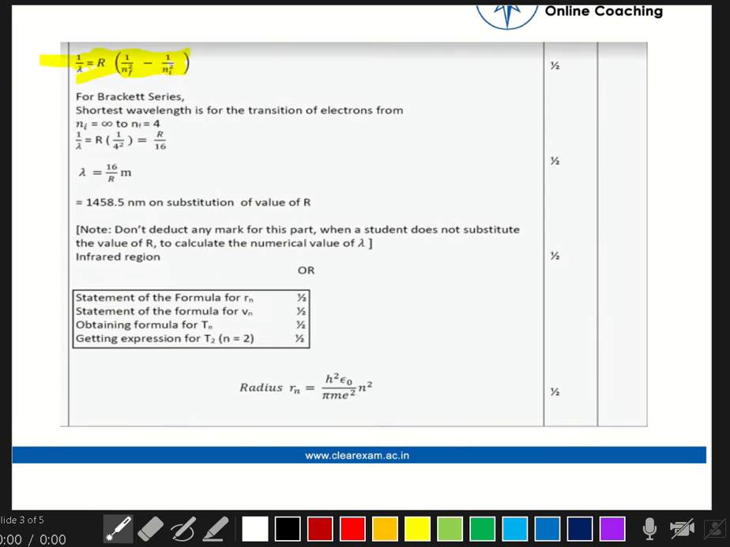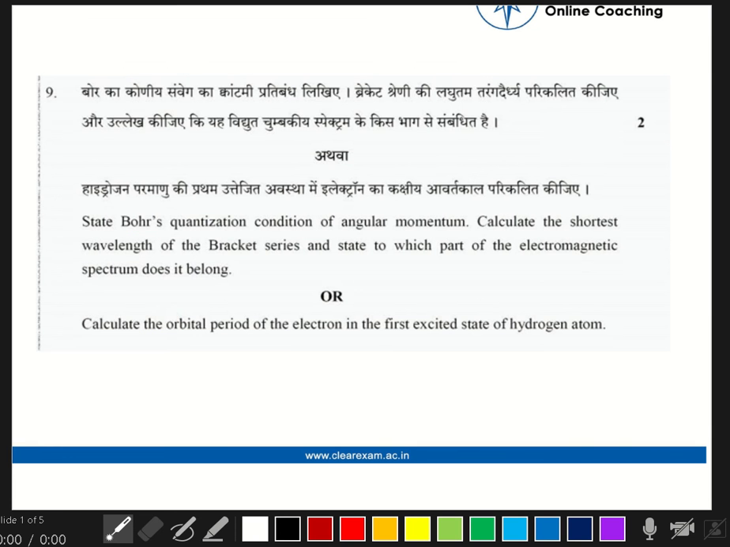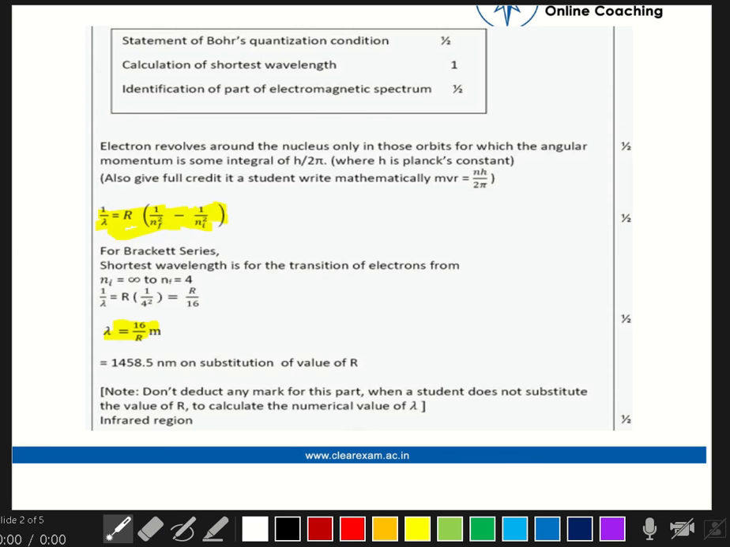Okay, let's come to the second part. Calculate the orbital period of the electron in the first excited state of the hydrogen atom.